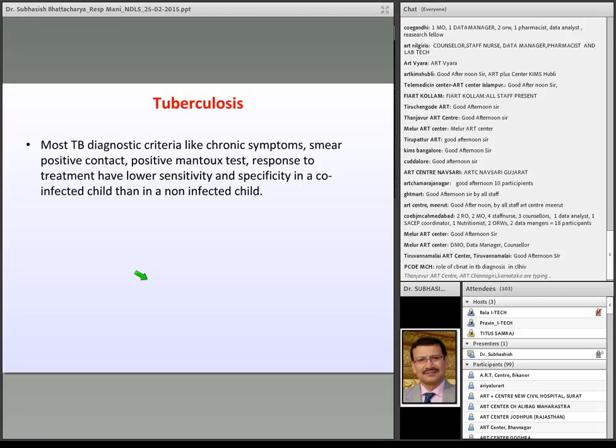Yes, there is a role of CBNAAT. CBNAAT is a cartridge based nucleic acid test, which can be done for gastric aspirate or in older children who can expectorate sputum. Now it is available in many centers across India. So you can go for CBNAAT testing from sputum or other body fluids like CSF.